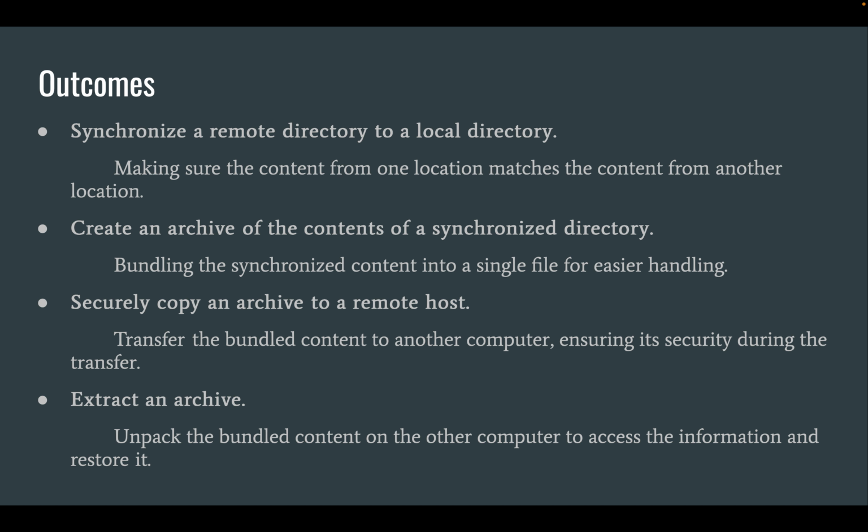Creating an archive of the contents of a synchronized directory is just putting all of the contents that we've synchronized together into one file to make it easier to transfer and handle between systems. We want to securely copy an archive to a remote host. That's just transferring between computers, ensuring that it's secure and private during the transfer. And then once it's arrived at its destination, we can extract the archive, which is to unpack the bundled content and set it up for the new computer to use.